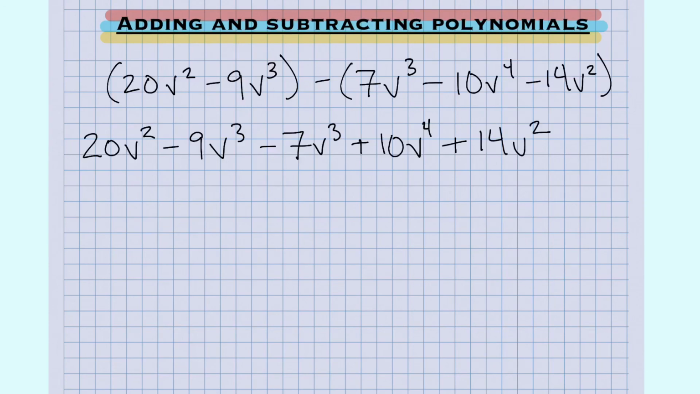So when you distribute a minus sign in, it changes the signs. You see that? Negative is now a positive. Negative is now a positive. Positive is now negative.